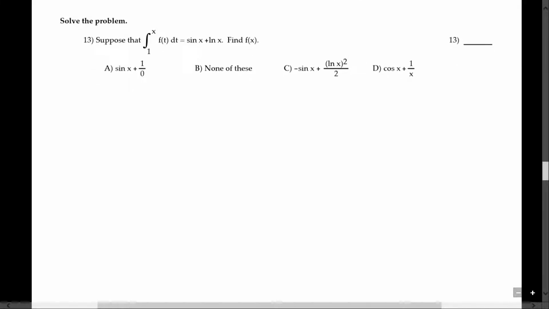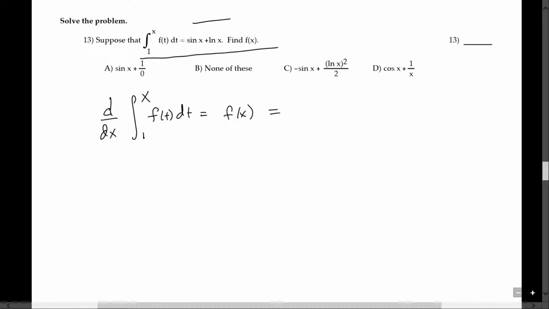Problem 13, we're told that the integral from 1 to x of f of t dt is sine of x plus ln of x. We want to find f of x. What we do here is realize that if you take d dx of the integral from 1 to x of f of t dt, that's equal to f of x.